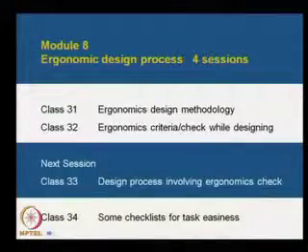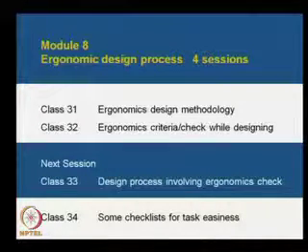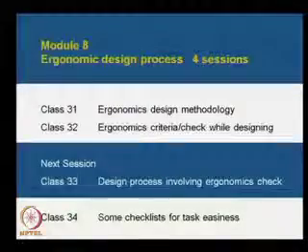So, with this we are concluding this session. The next session is class 33. In that class, we will discuss the design process involving ergonomics check with some specific design applications.